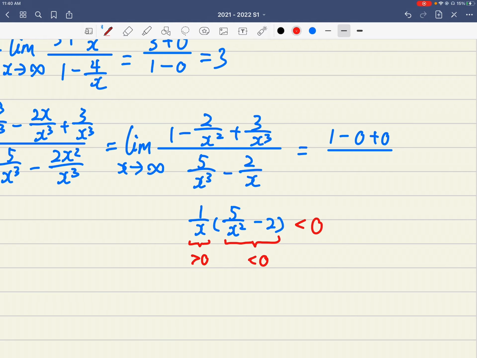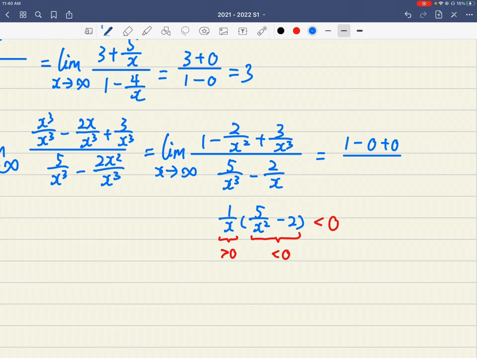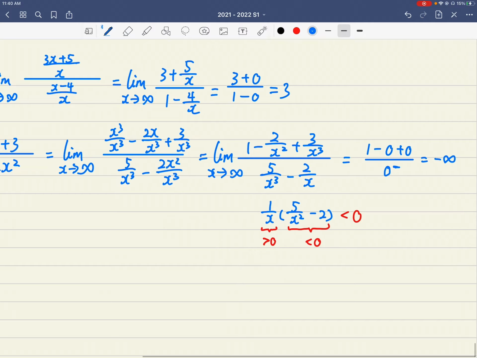So this is very, very important. The bottom is approaching 0, but from the negative, from the left-hand side, which means it will be like negative 0.001, a negative number slightly smaller than 0. So that's why the ratio in the end will be negative infinity. You have to be careful with this.